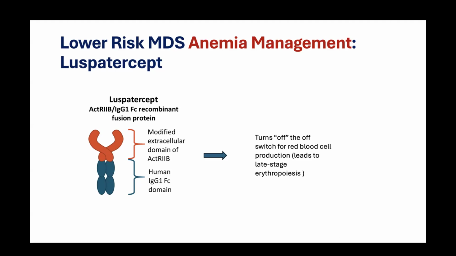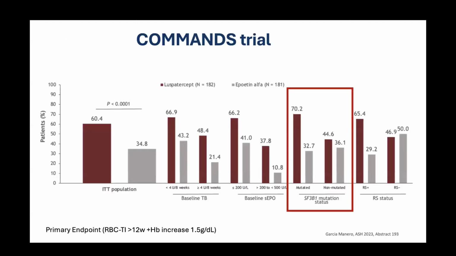The technical term here is late stage. It stimulates late stage erythropoiesis. It does that by modifying a pathway called the SMAD pathway. And basically SMAD is an off button for cell production. So when you turn off the off button, that basically is turning your production of blood back on, right? And that's what makes this drug effective.